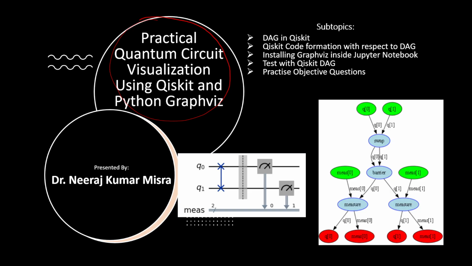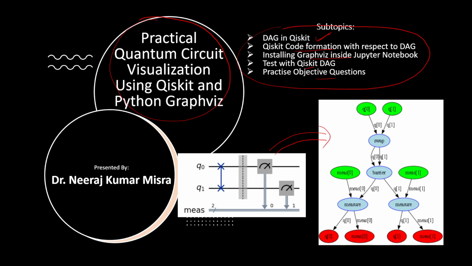Today in this lecture I am going to discuss practical quantum circuit visualization using Qiskit and Graphviz. I will cover these subtopics: first, how to design a DAG graph using Qiskit and how to write the code; how to install Graphviz; how to test quantum circuits in Qiskit and visualize the graph of a quantum circuit; and some practical objective questions.